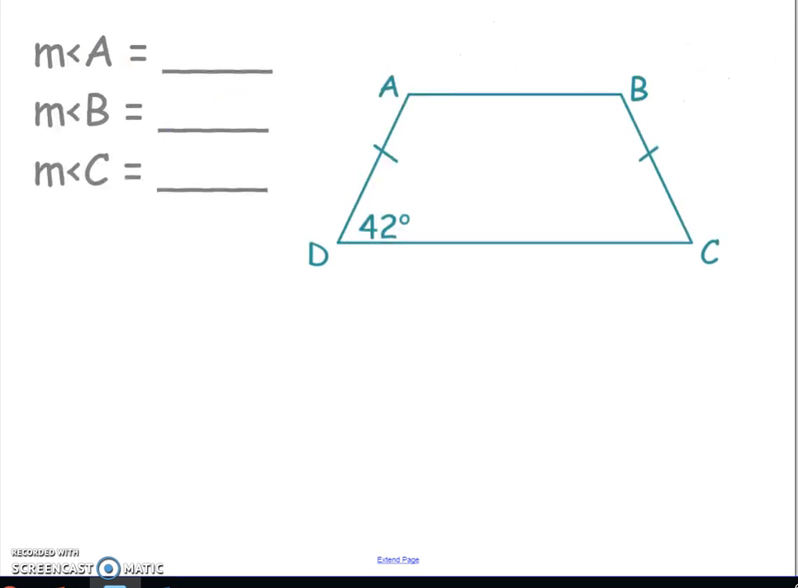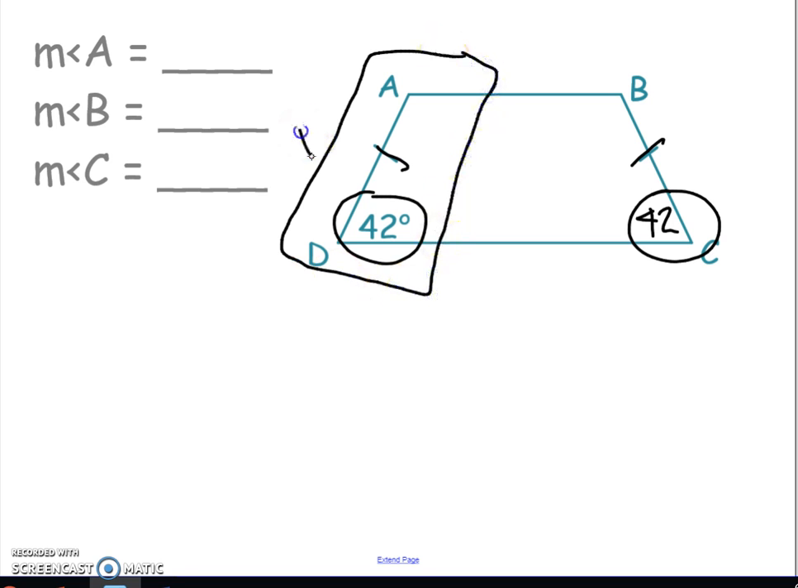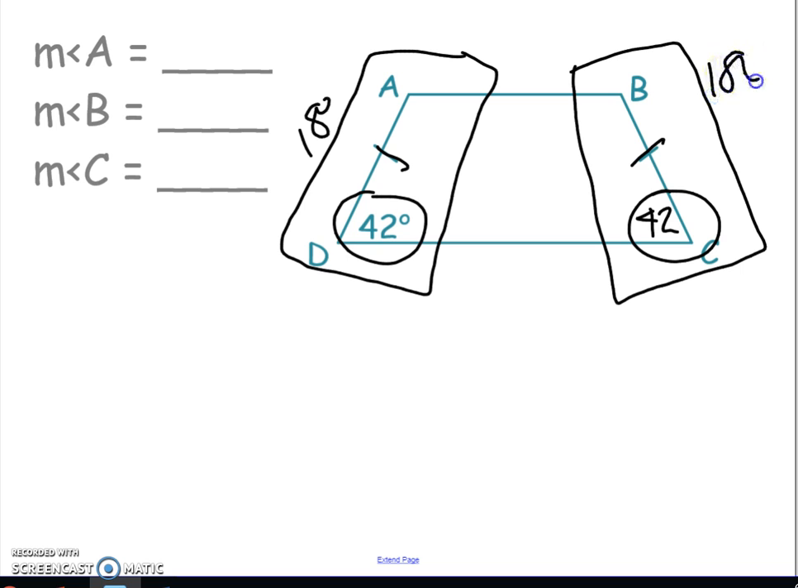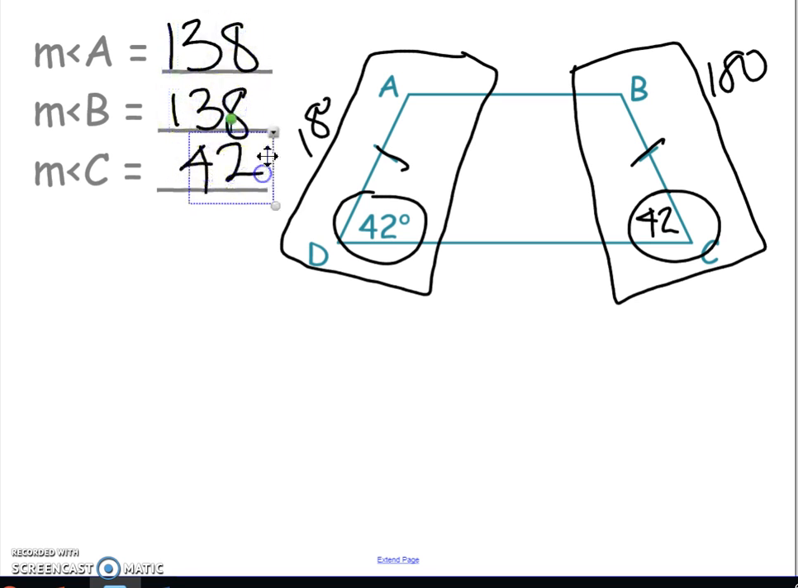Your next example, because these are equal, that means my base angles are going to be equal. And then again, these are supplementary and these are supplementary. So subtracting 42 from 180, A and B equal 138 and C equals 42.